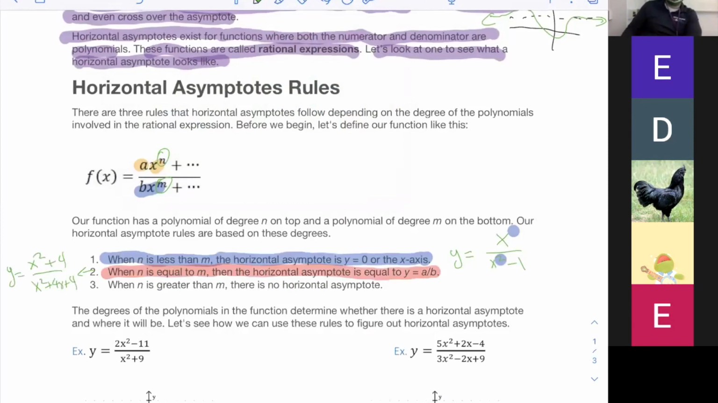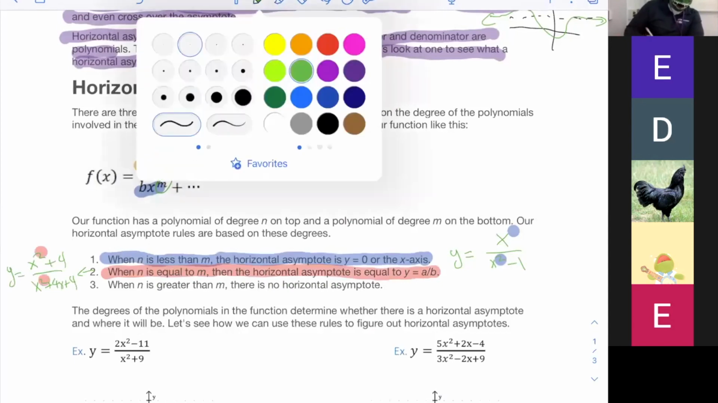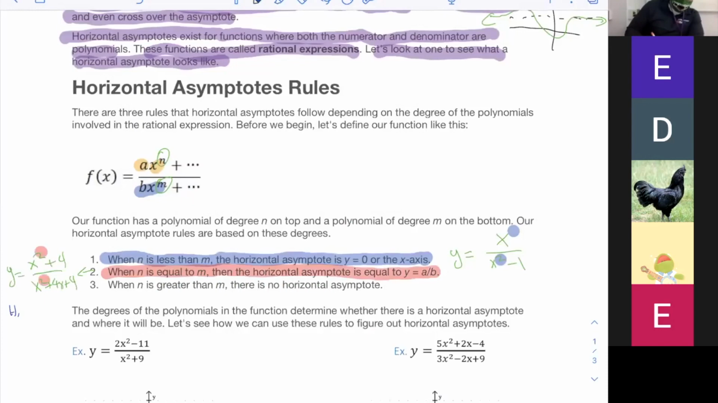So in this case, they have the exact same power, the same degree, and the horizontal asymptote would be y equals 1 over 1, or just 1, because that's what the lead coefficient is. So when they refer to a over b, they're referring to this example. A is the lead coefficient of the numerator, B is the lead coefficient of the denominator. And to find the horizontal asymptote, if they have the same degree, it's just A divided by B.